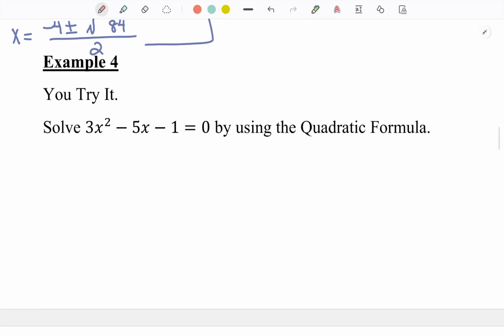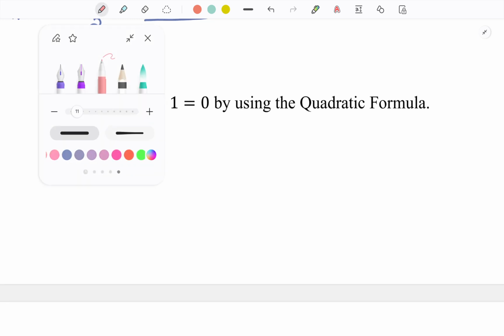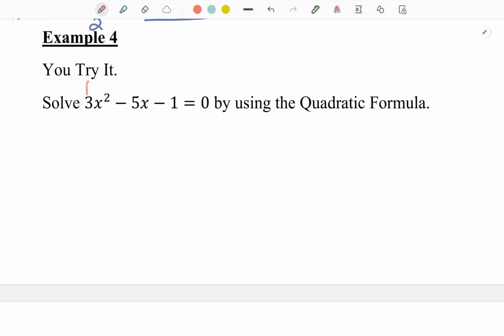All right, so now I want you to go ahead and give this a try. So remember that 3 should be your A, and -5 should be your B, and 1 is your C. So go ahead and plug this into the quadratic formula. So pause the video, work this out, and then hit play to see how you did.